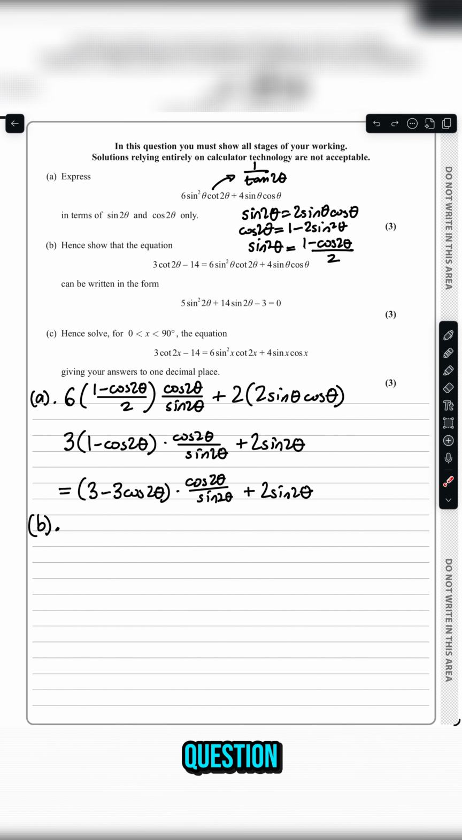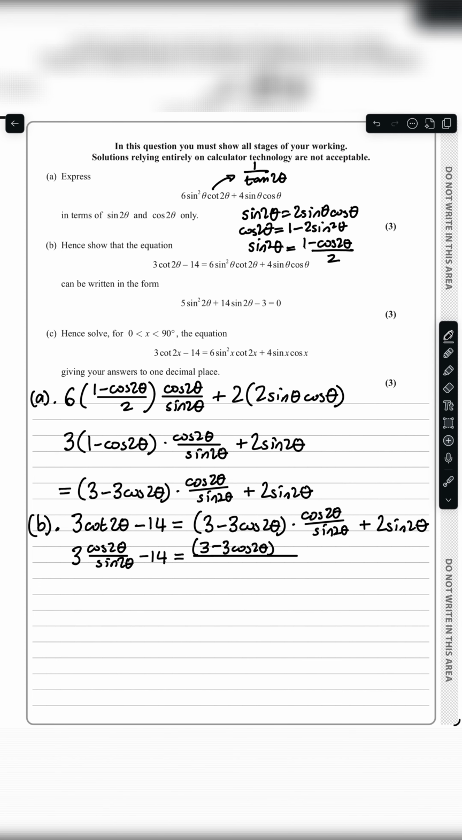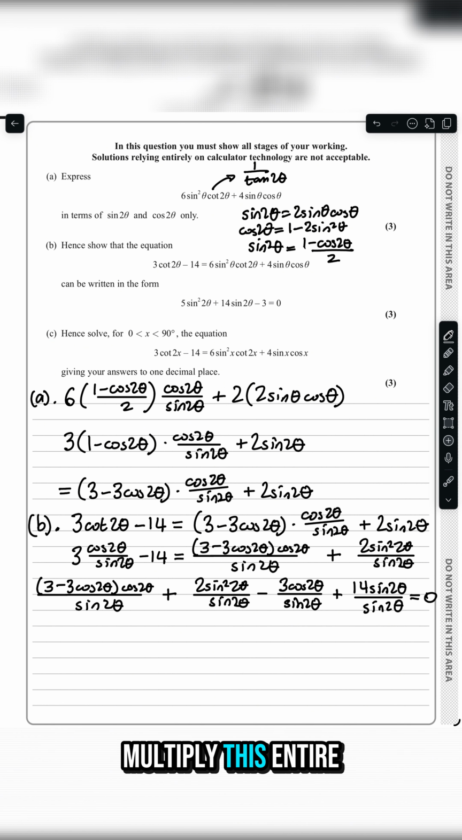In the second part of this question, we need to show that this equation can be written in the form 5 sine squared 2 theta plus 14 sine 2 theta minus 3 equals 0. So using the answer from the previous part of this question, we can write this as 3 times cos 2 theta all over sine 2 theta minus 14, and that equals 3 minus 3 cos 2 theta multiplied by cos 2 theta over sine 2 theta plus 2 sine squared 2 theta over sine 2 theta. And after we set this equation equal to 0, we get this. And after we multiply this entire equation through by sine 2 theta, we get this.